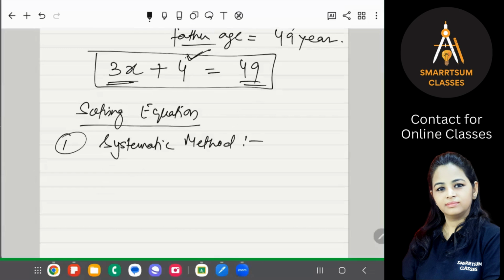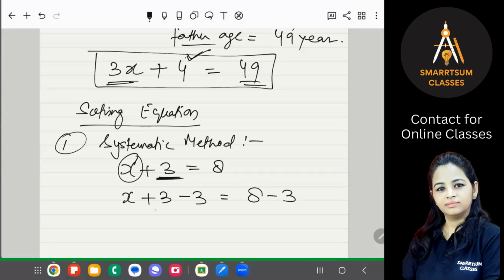Suppose we have an equation like x plus 3 is equal to 8. Alright? And now we have to find the value of x. So to find the value of x, we need to remove this 3 from the LHS part. So what will we do? We will subtract 3. So x plus 3 minus 3. If I subtract 3 on both sides, this 3 will get cancelled and you will get x. x is equal to 8 minus 3, which is 5.